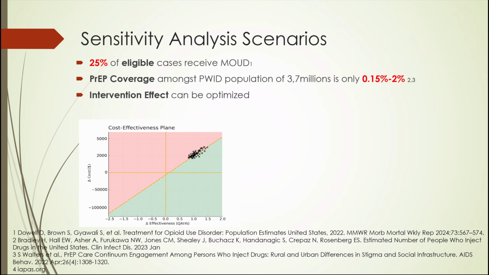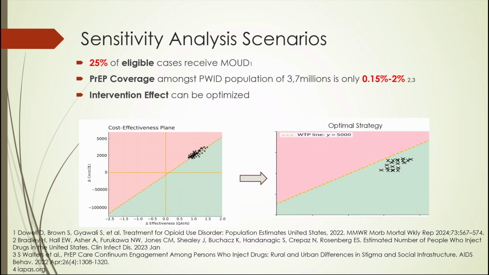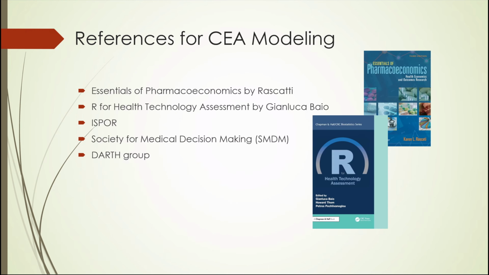Or the PrEP coverage amongst people who inject drugs is currently around 0.1 to 2%. What if we could improve that PrEP coverage to see what happens? What if we could improve the intervention effect that we are doing, and optimize the effects of interventions? Then we simulate the scenarios that we have here to get to what's called the optimal strategy. As you can see here, in 100% of the cases, the intervention turns out to be cost effective because we use the optimal parameters.